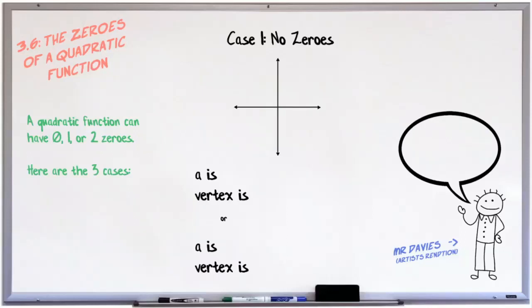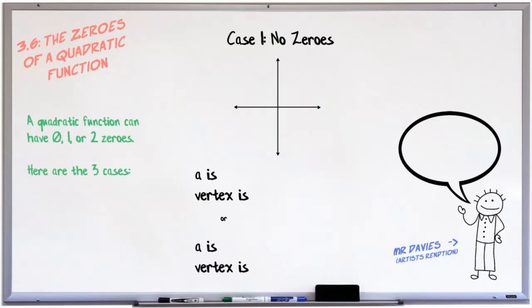In this section of the course, we'll be looking at how to determine the number of zeros in a quadratic function. There's three possible cases. A quadratic function can have 0, 1, or 2 zeros. Our first case is when there is no zeros. There's two ways in which this can happen.